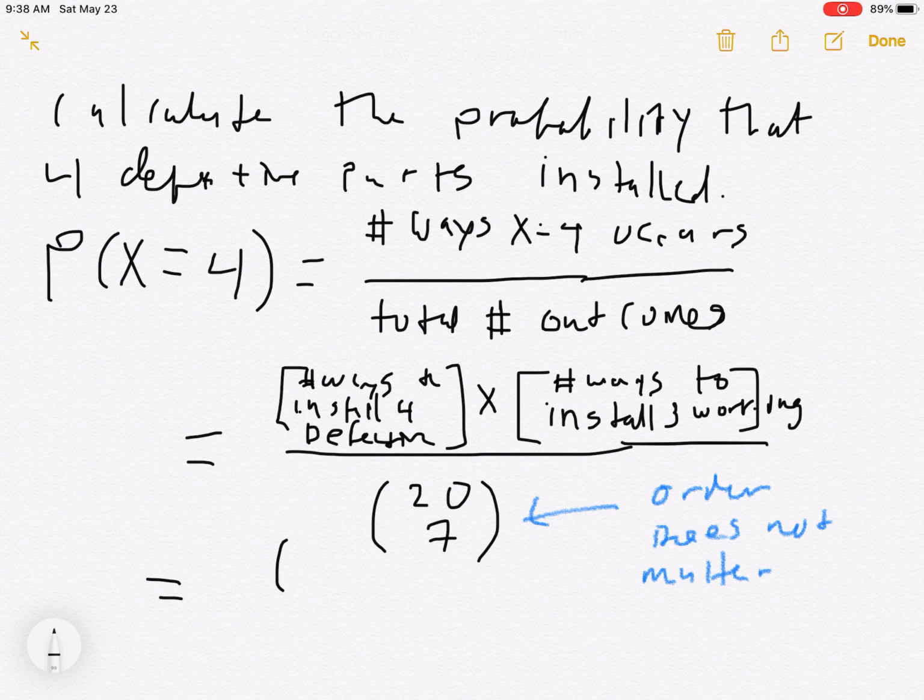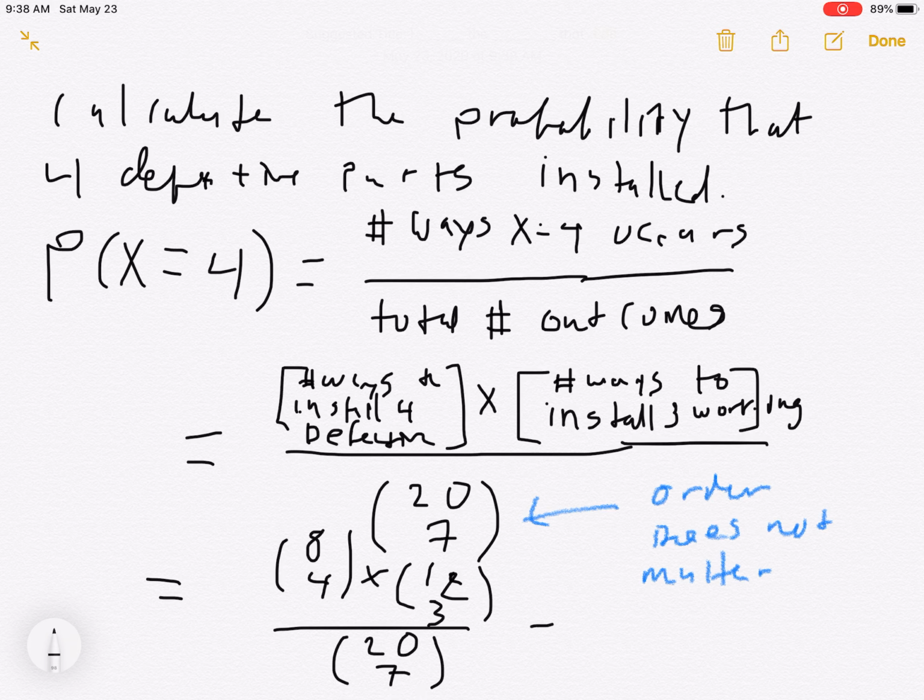I have 8 defective and I need 4 of them. I have 12 working and I need to select 3 of them, and I have 20 total and I'm just pulling 7. When I do this calculation, I'm going to get 0.199, so about a 20% chance that 4 defective parts would be installed. Okay.